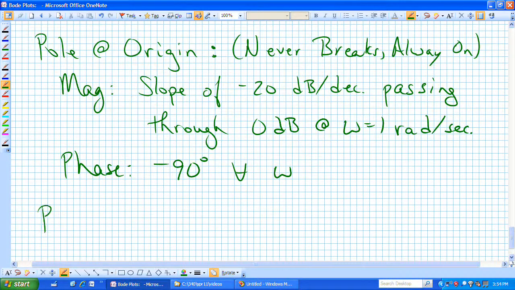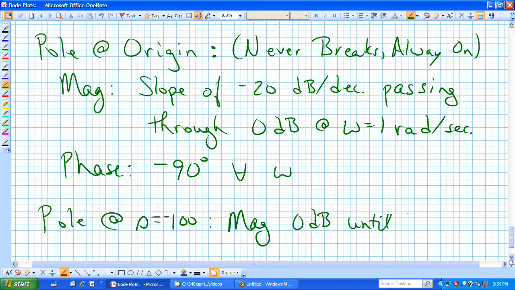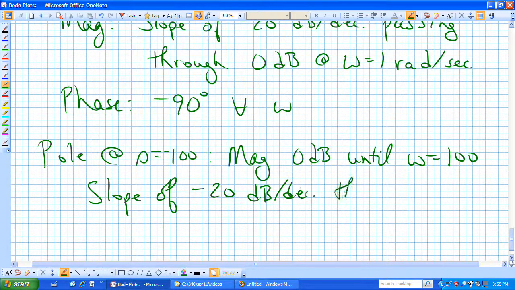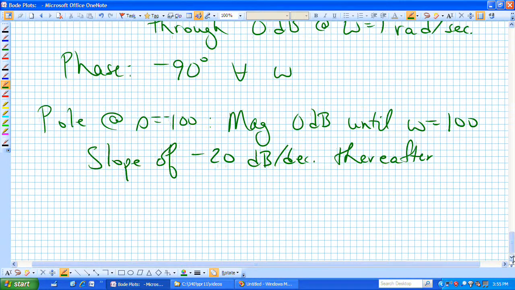Then we have our last pole as we move to higher frequencies at s equal minus 100 radians per second. Its magnitude is going to be 0 dB until we reach the break. It's going to break right at 100 radians per second. After that, it will be sloping. Since it's a pole, it's downstairs, it's going to be sloping minus 20 dB per decade thereafter. And we really don't have to worry about turning it off. It's a pole, and once it kicks in or breaks, it never shuts down in terms of its slope.